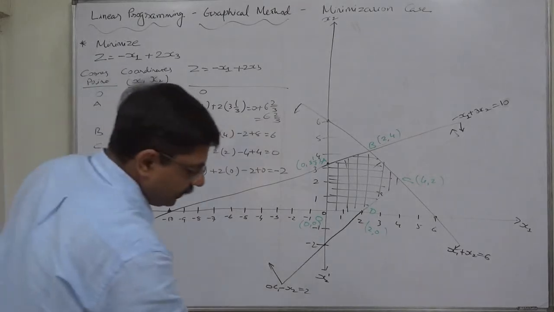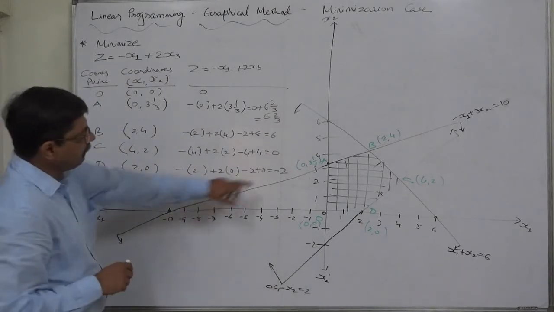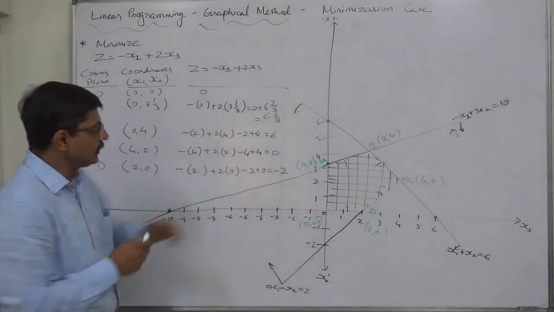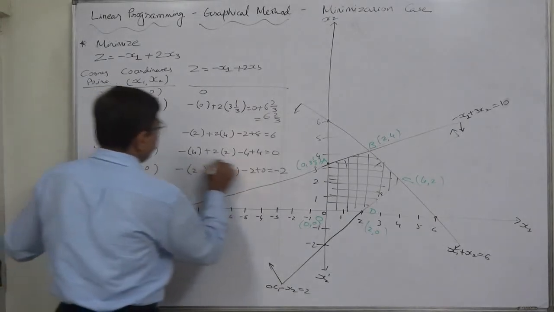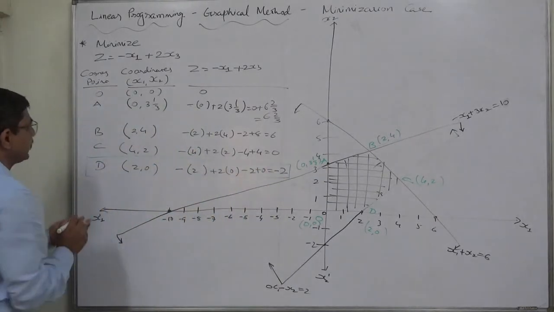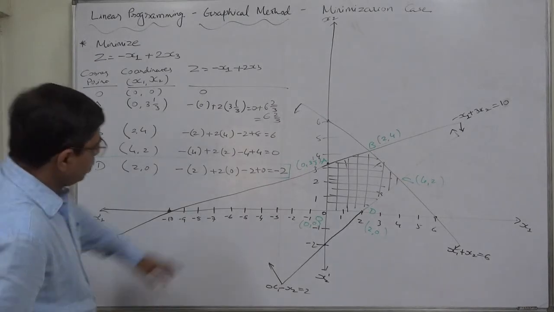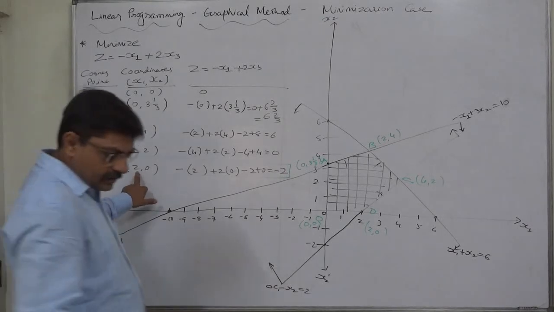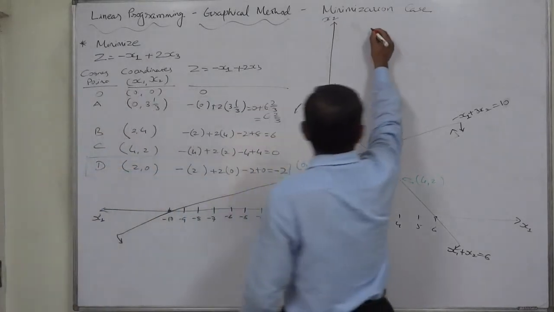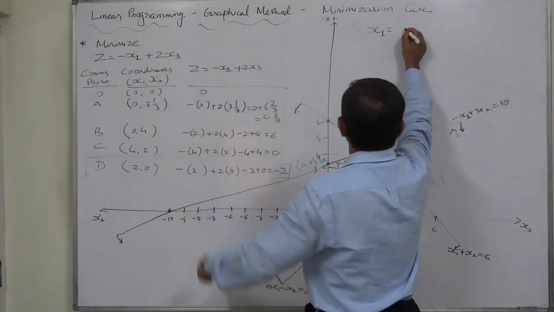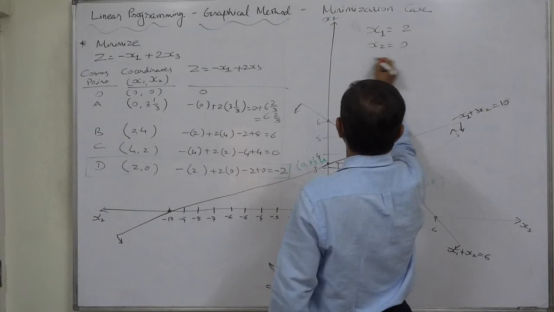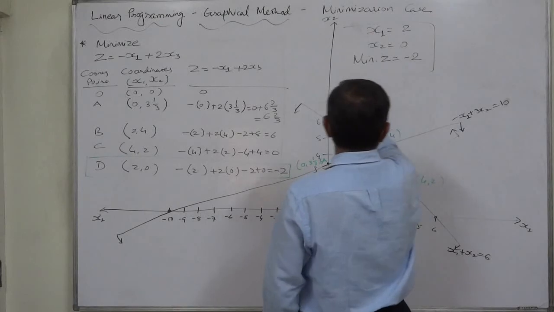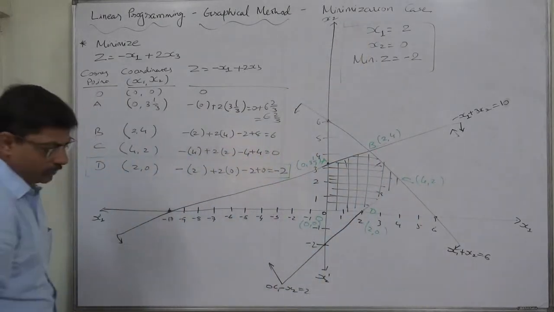Since the objective is minimization, the minimum value of z is minus 2, not 0. Please be careful. This is negative 2, so it is less than 0. So the minimum value of the objective function minus x1 plus 2x2 is minus 2 at point D, and the coordinates are 2 and 0. So the optimal solution is x1 equals 2, x2 equals 0 and minimum z equals minus 2. This is the optimal solution of this minimization problem.